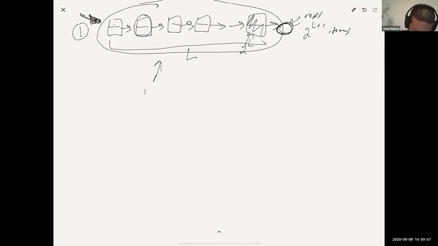So implement as a sampler in just O of n memory. So that's the first optimization they do.